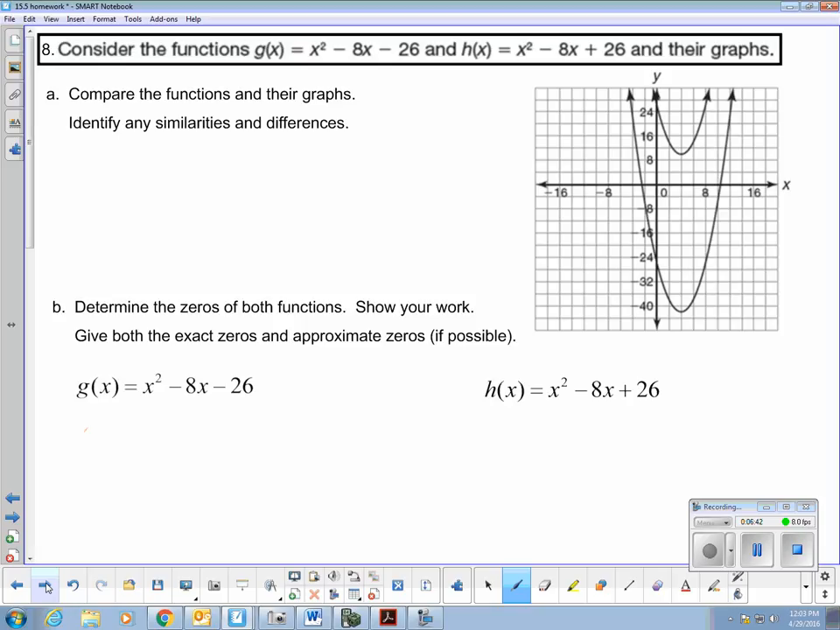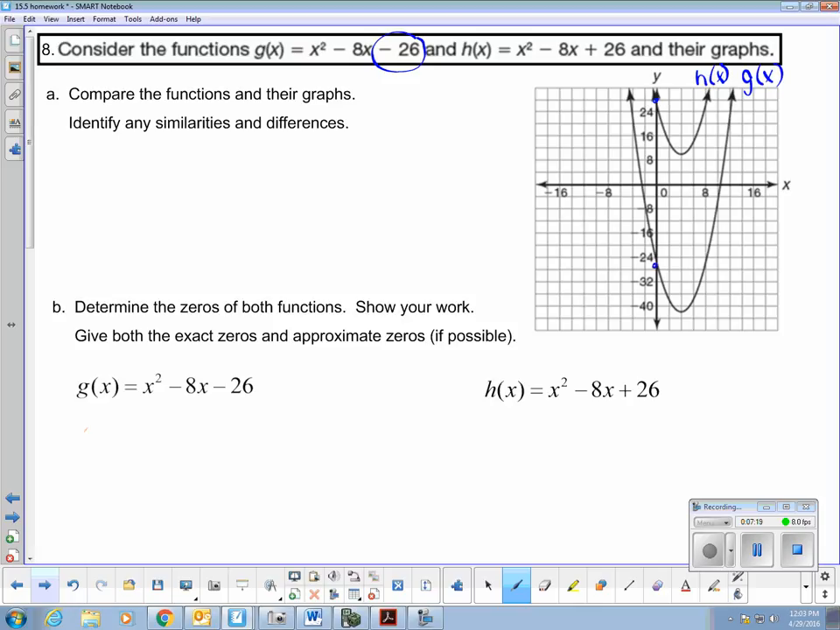Number 8, we have two different functions. We have the function g of x. And what I notice about the function g of x, let's see, which one is which here in this graph? It looks like g of x has a y-intercept of negative 26. So I'm going to say that this is my function g of x right here that has a y-intercept of negative 26. And then my other function, h of x, has a y-intercept of positive 26.